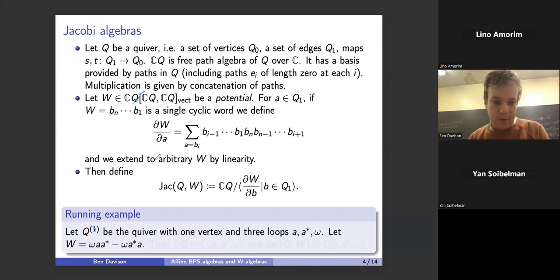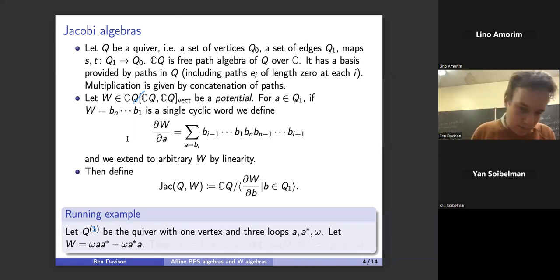And my potential is going to be omega A star minus omega A star A. Okay, so if I want to take the non-commutative derivative of that with respect to omega, then I cyclically permute omega to the front of each word it appears in and then delete it. And that way I just get A star minus A star A.